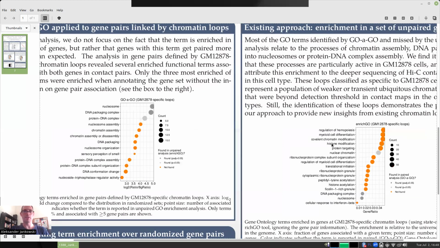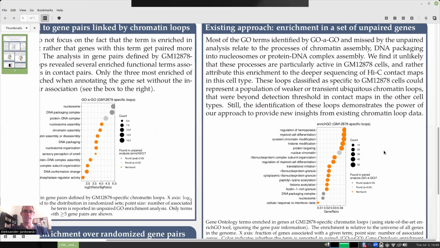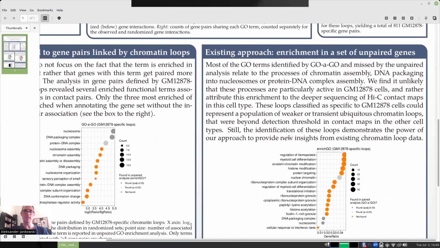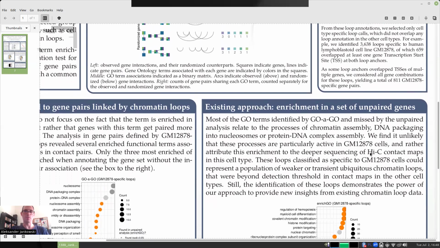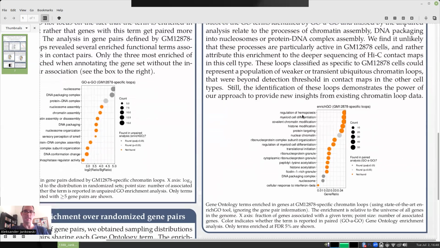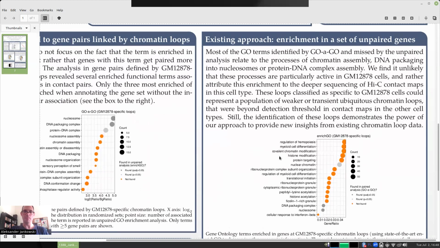The existing method, which doesn't take the gene pair structure into account, identifies lots of overrepresented gene ontology terms which actually have something in common with the type of these cells. These are the lymphoblastoid cell line GM12878, and the terms enriched using the existing approaches are mostly related to hematopoiesis processes, and they are different sets of terms than the ones identified using our method.